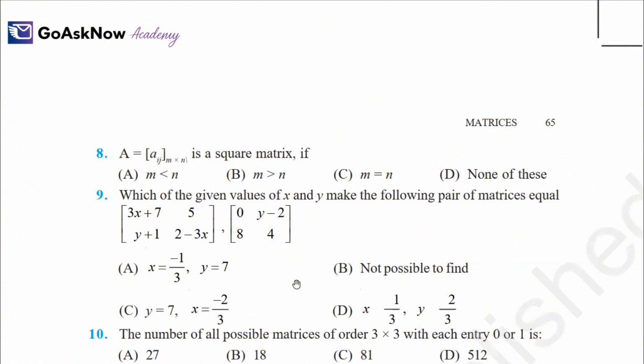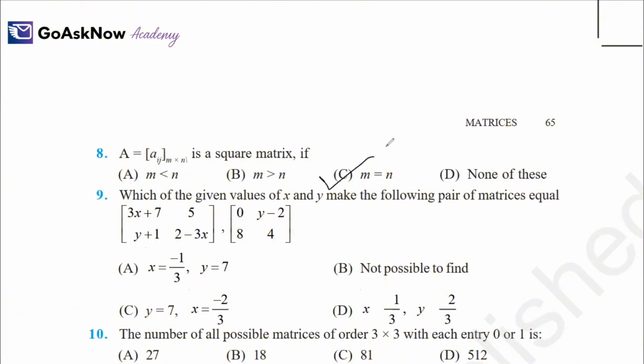A_ij, m cross n, is a square matrix if m is less than n, m is greater than n, m is equal to n, none of these. So this is a very simple example, because you already know that if a matrix is a square matrix, then its order is m equal to n only, because it has order like 1 cross 1, 2 cross 2, 3 cross 3, 4 cross 4. So m must be equal to n here. So your third option, the C option, should be correct here. It has the answer C option.